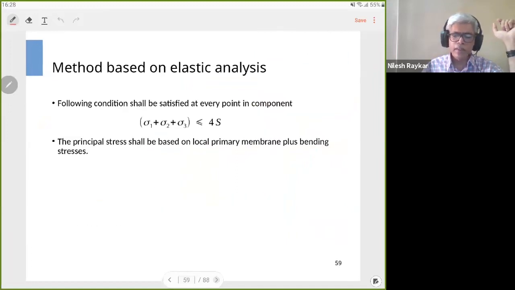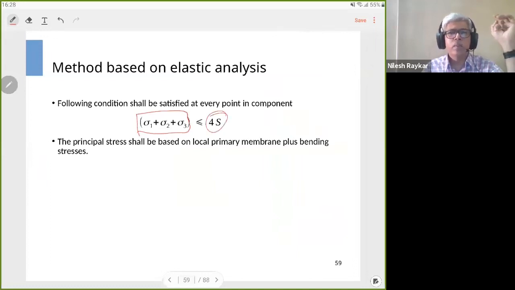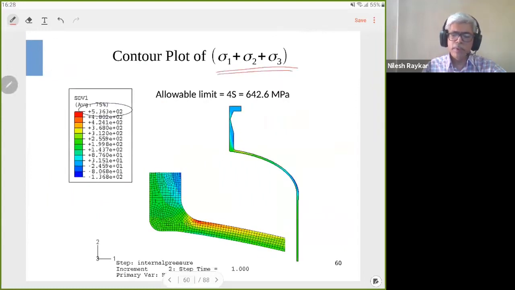You have to simply add the 3 principal stresses at every point, and you have to check that the sum is within 4 times the allowable stress. Programs like ANSYS provide you simple scripting where you can add the stresses and plot the variation of the addition of stresses. Using that, you can plot the stress contours, prepared using the script in the program, and you can check that the highest value of that addition is within the allowable limit.